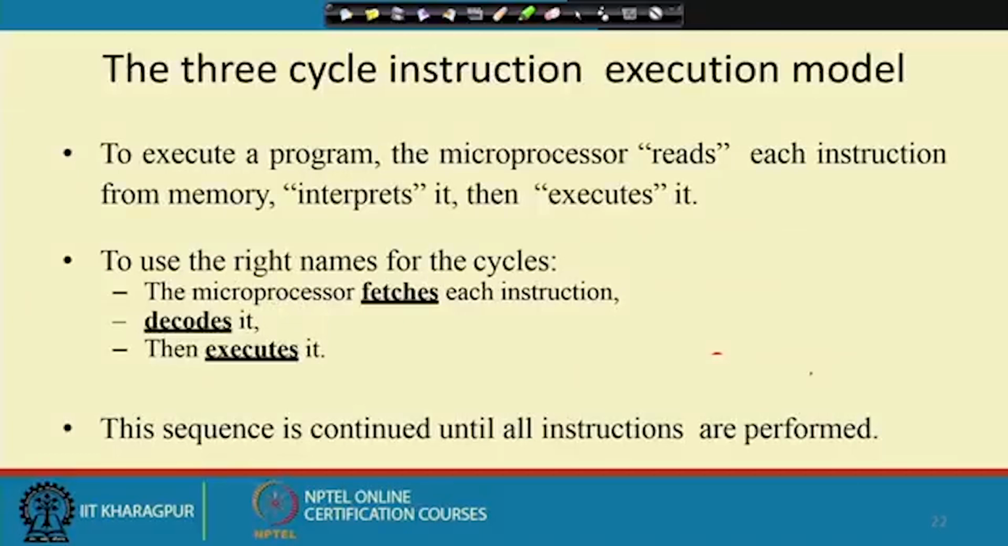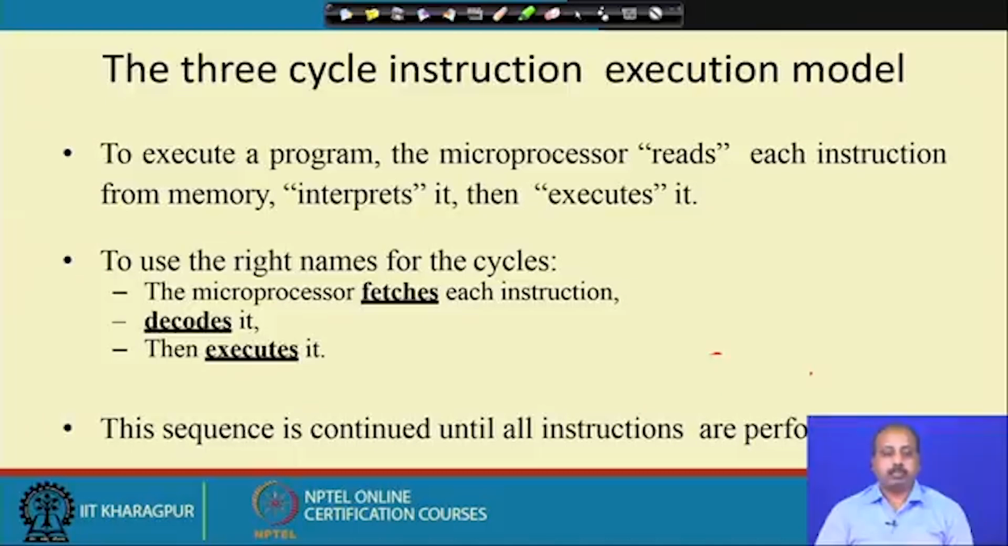So, there is an instruction execution model with 3 cycles in which an instruction is executed. They are known as fetch, decode and execute. How will an instruction be executed? First, the instruction will be read from the memory. The microprocessor first reads the instruction, then it interprets it, and finally it executes it.